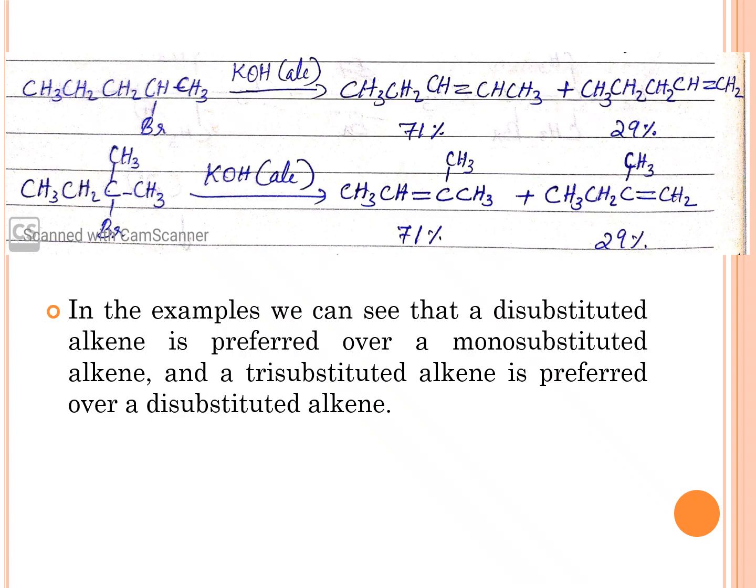So this is one more example, bromopentane, and also the third reaction. These two examples are there. You can see which is the preferred product. The one which yields a higher percentage will be the preferred product. In the examples we can see that the disubstituted alkene is preferred over the monosubstituted alkene, and the trisubstituted alkene is preferred over the disubstituted alkene. So we are coming to the rule, the Saytzeff rule.